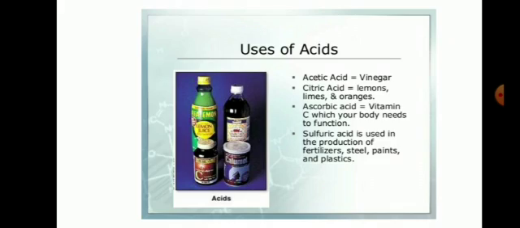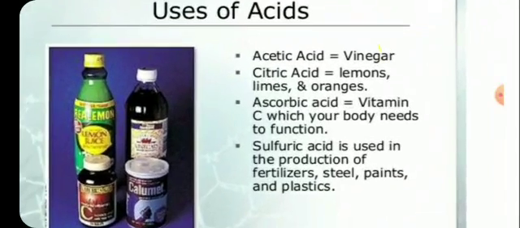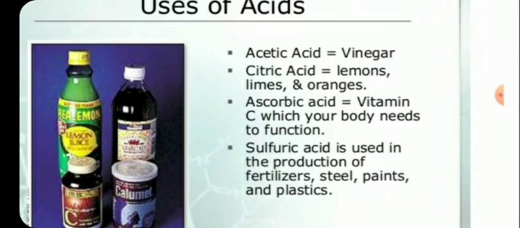Here are the uses of acids. Acetic acid is also called vinegar. Citric acid is present in lemons, limes, and oranges. Vitamin C, which is also called ascorbic acid, is needed by our body to function well. Sulfuric acid is used in production of fertilizers, steel, paints and plastics.